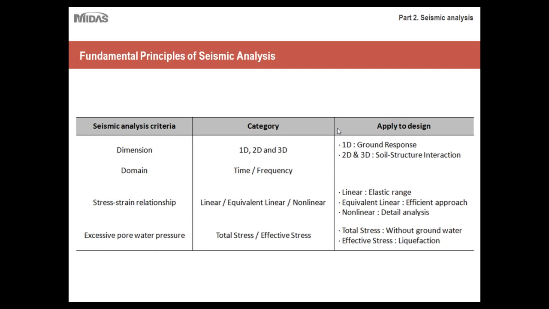Okay, for those of you who attended session 1, this table should be fairly familiar. This is a chart that denotes the various criteria that we have to take into account for seismic analysis, things such as dimension and domain. You have various categories for them, and as far as the application to design, dimension is a function of 1D ground response analysis, which we'll discuss shortly, as well as the stress-strain relationships. This is also very important.